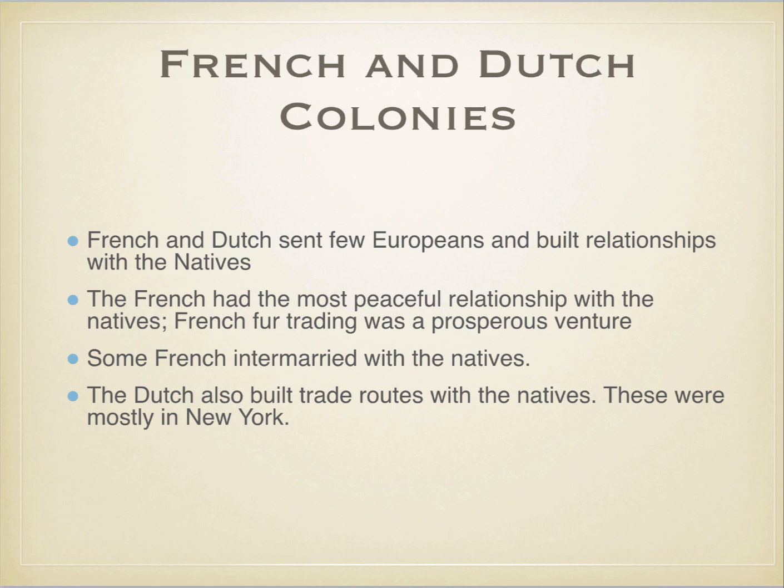The French probably had the most peaceful relationship with the natives. They also made money through the fur trade, which was not interrupted by the natives. Some of the French actually even intermarried with the natives. And the Dutch were focused on shipping and trade routes. They were not as much as the French, but did not have the same difficulty as the English did with the natives.